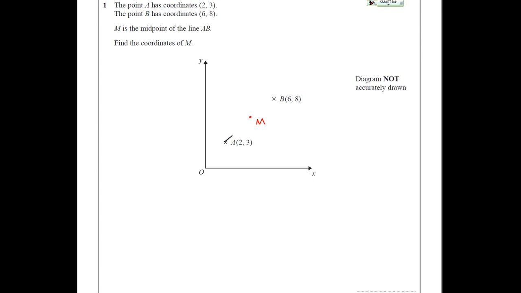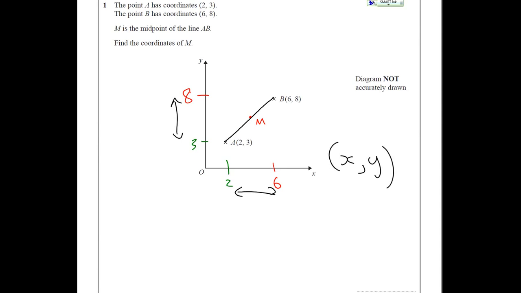So basically, you've got a line that goes from A to B. You want to find the middle of it. Now, A goes across 2 and up 3, and B goes across 6 and up 8. So the question is basically saying, what's halfway between 2 and 6? What's halfway between 3 and 8? Okay, and the x value goes first, and then the y value.